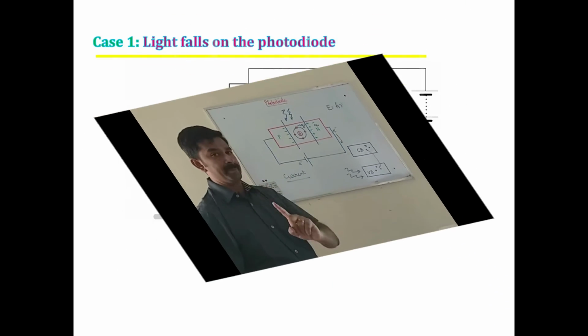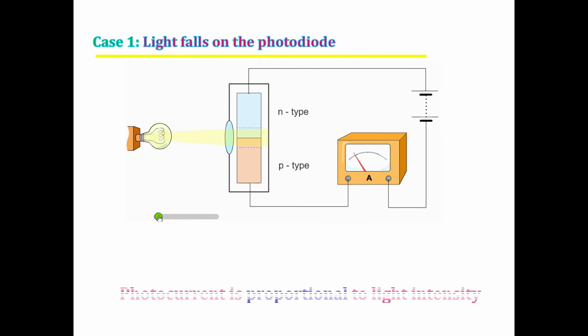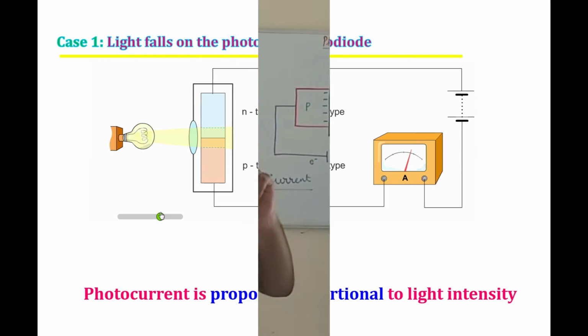This is case number 1. Okay? To summarize, when light falls on the photodiode, electric current is produced. This electric current is given a name, photocurrent. The reason being, this is the current that is going to be because of the light that has fallen on the photodiode. The photocurrent that is generated is proportional to the light intensity. As the intensity of the light is increased, the photocurrent also increases, and vice versa.